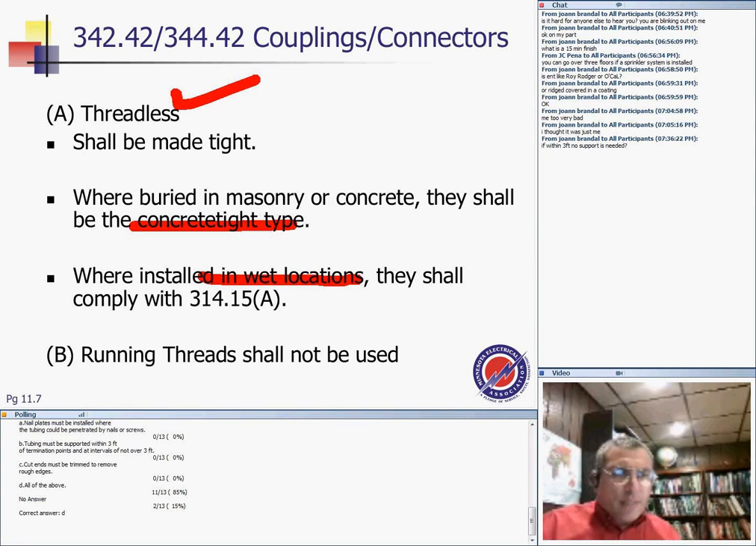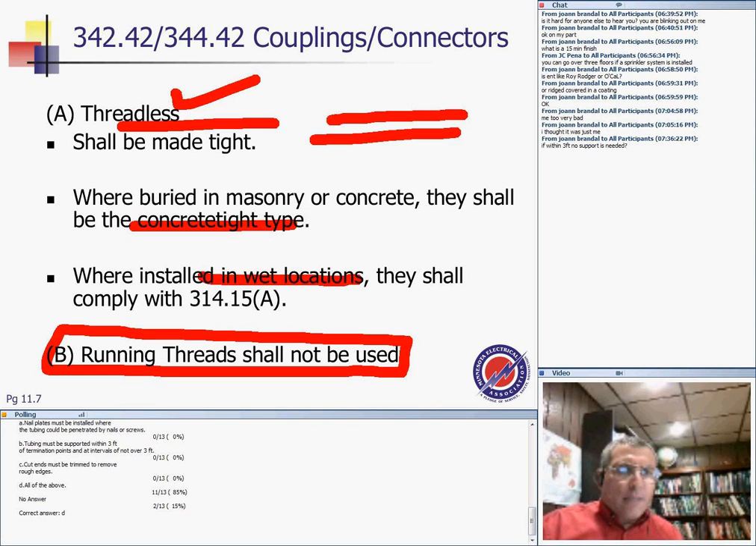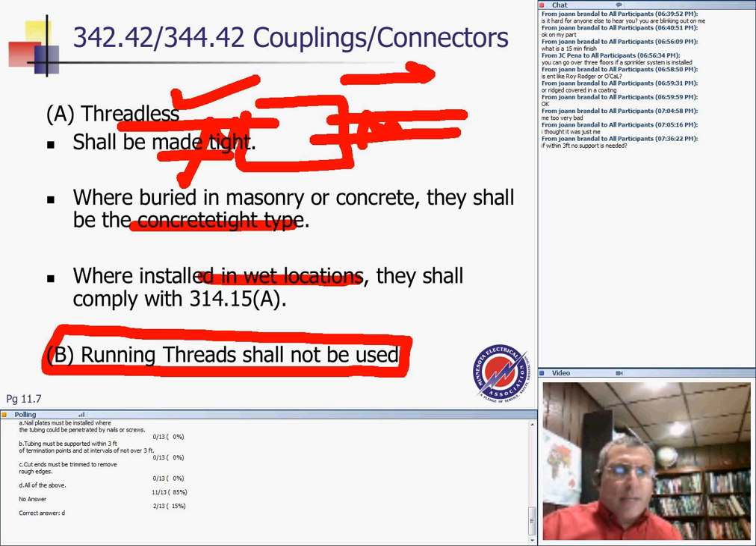This one is interesting. Running threads shall not be used. You know, you have two conduits here, and you have some type of coupling here. You have threads over here and threads over here. So the coupling can move this way and can move that way. How many of you guys have installed running couplings? You can move in either direction, this way or that way.